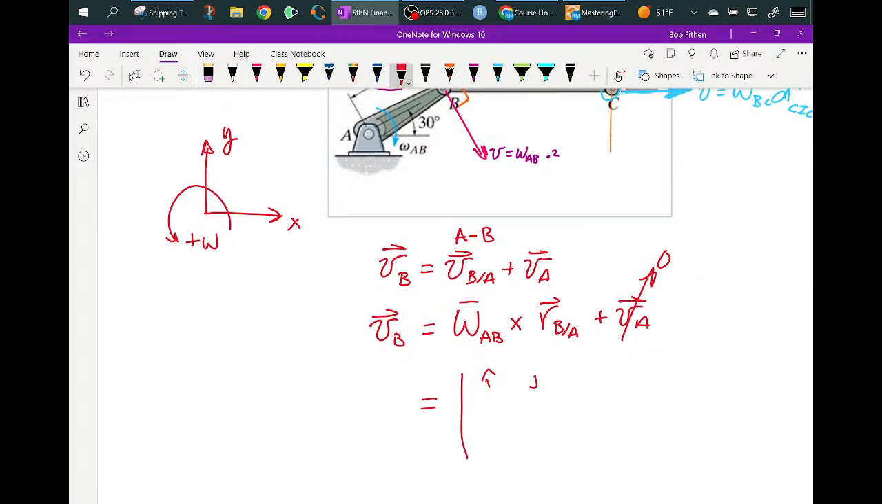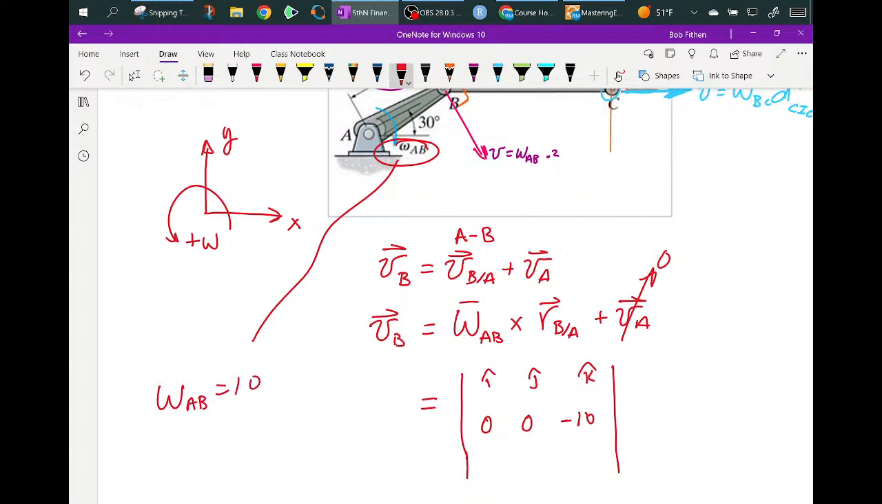I, J, K. But if he gave you that number and gave you its direction, say minus 10. Say he said that omega AB is equal to 10. So why is it minus 10? Because this is the direction it is. This is by definition the direction of a positive rotation.